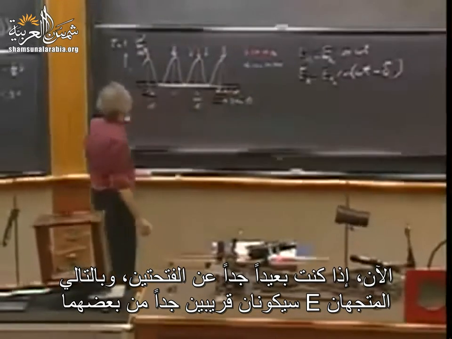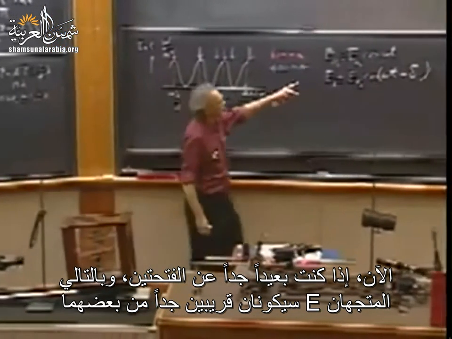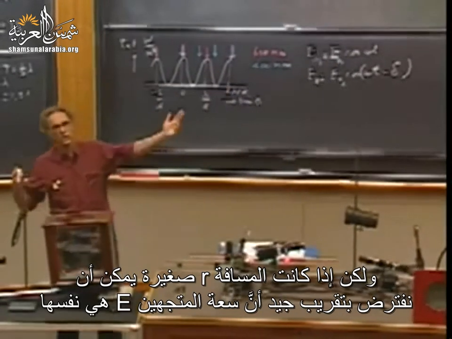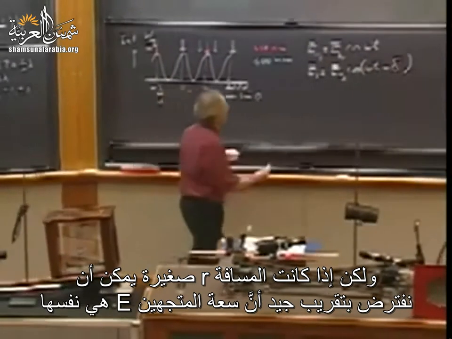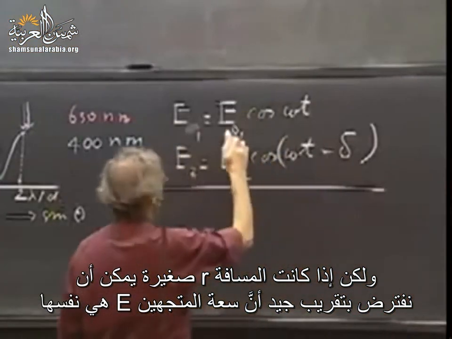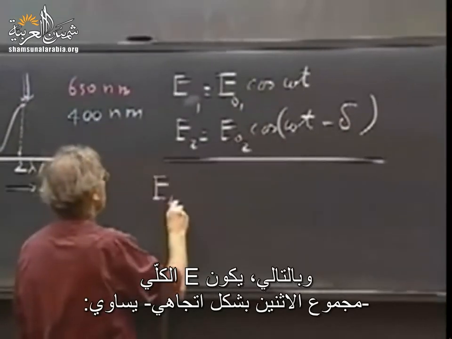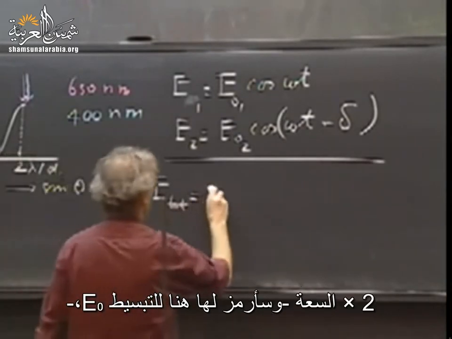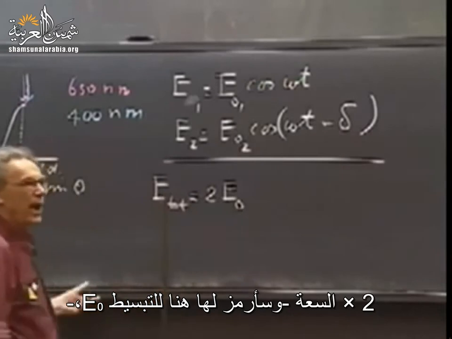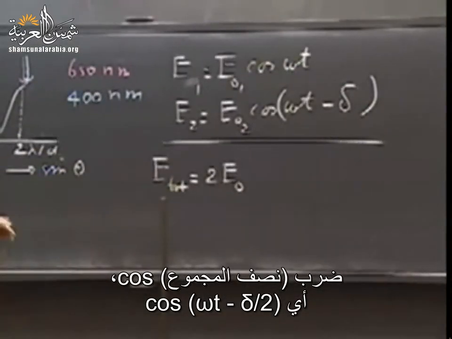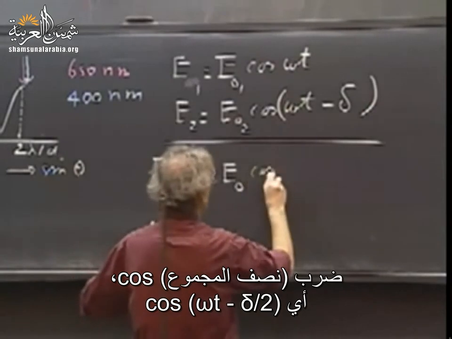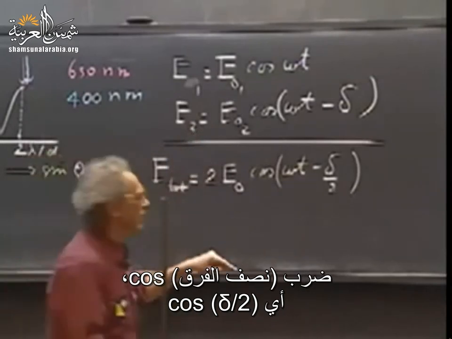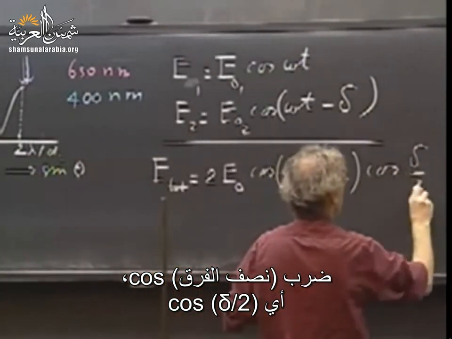Now, if you're very far away from the two openings, then these E vectors are very closely the same. Remember, E is proportional to 1 over r, but if the distance r is very closely the same, then we can assume, to good approximation, that the amplitudes are the same. So the total E vector, the vectorial sum of the two, is going to be 2E0. I simply call it E0 now. And then I get the cosine of half the sum, so the cosine of omega t minus delta divided by 2, times the cosine of half the difference, which becomes the cosine of delta divided by 2.